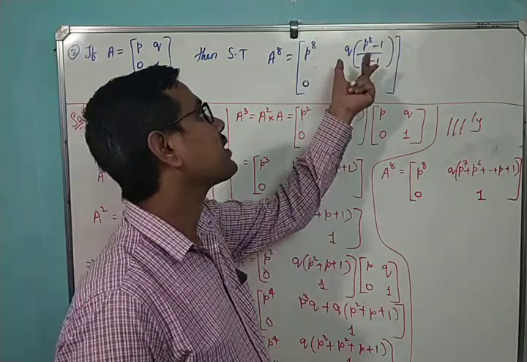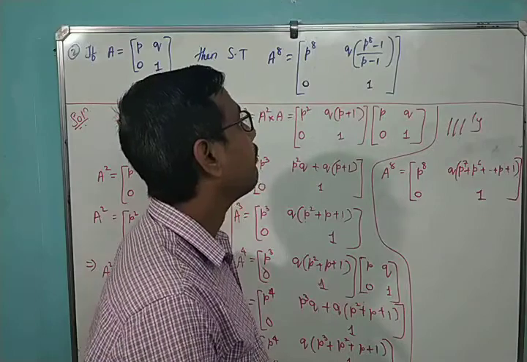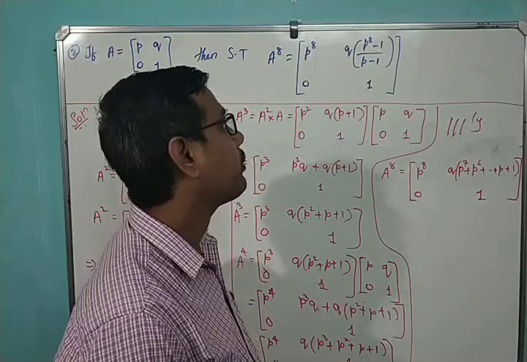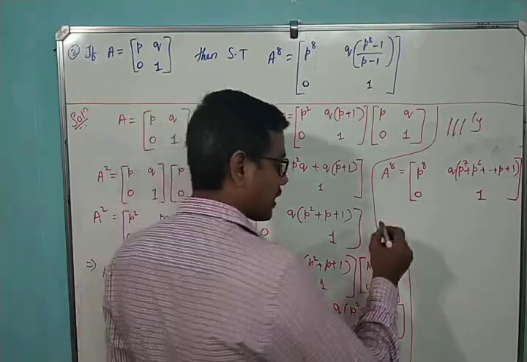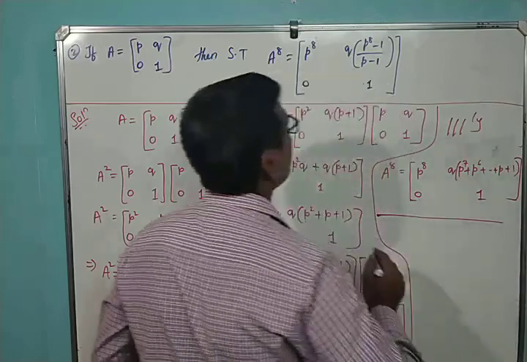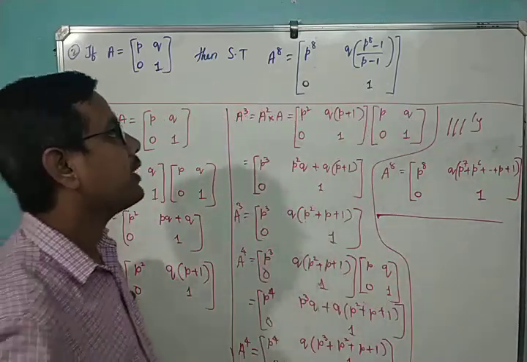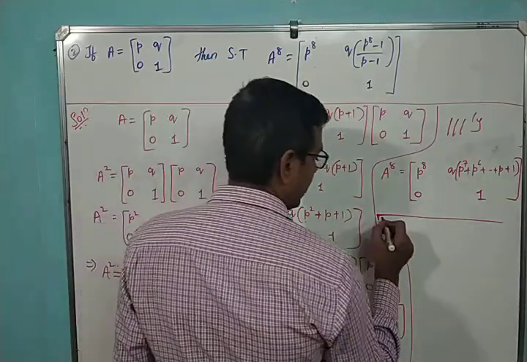But what we have to prove? We have to prove it as equal to P to the power 8 minus 1 divided by P minus 1. So now just have a little bit of work out. What is P to the power 8 minus 1, right?